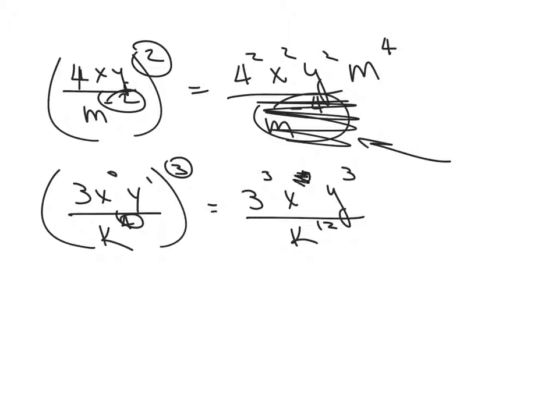Whenever you have something to the 0 power, it just disappears because it's equal to 1. And the only thing we're going to do is take 3 times itself 3 times and get 3 times 3 is 9 times 3 is 27. So 27 y cubed over k to the 12th. And that would be our answer.